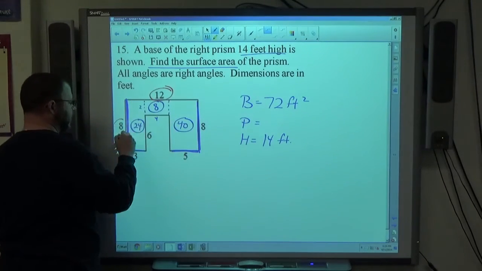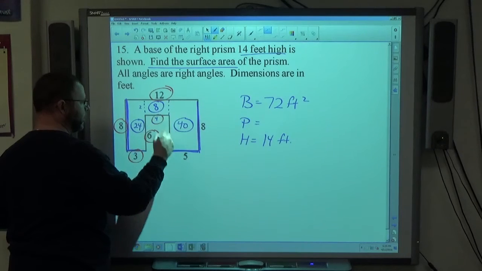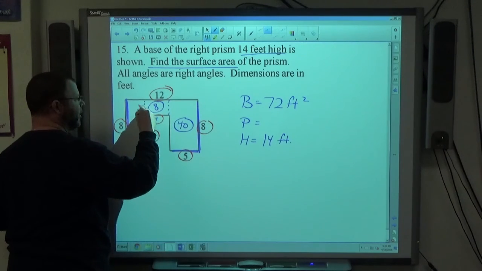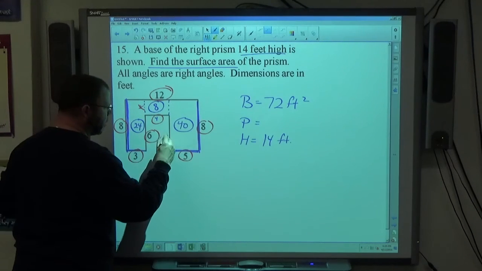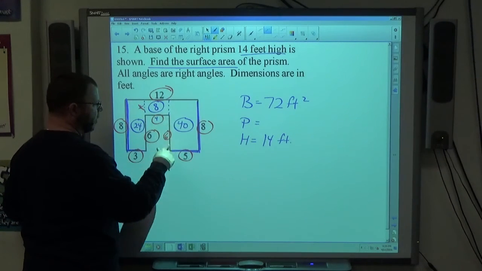And finally, perimeter is just the sum of all the outside edges. This is 12, this is 8, this is 3, this is 6, this is 4, this is 5, this is 8, this is an outside. So only the outside edges count. Oh, and there's another 6 right here that I almost forgot about. Be careful. All the edges are accounted for.